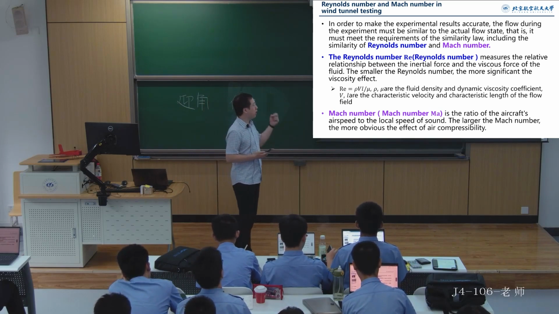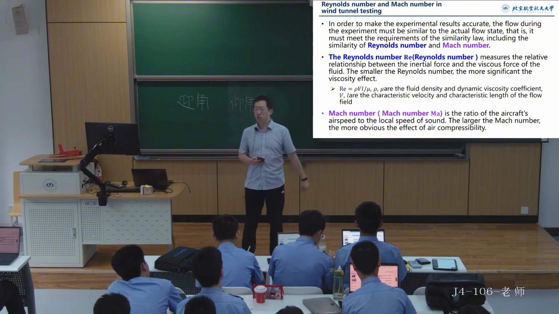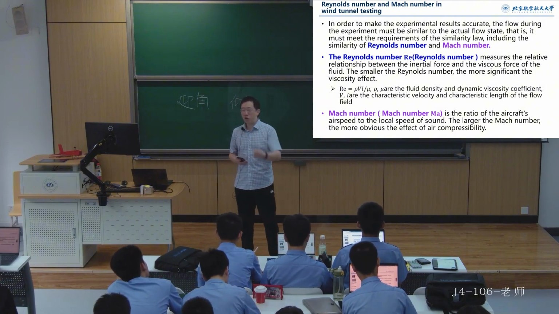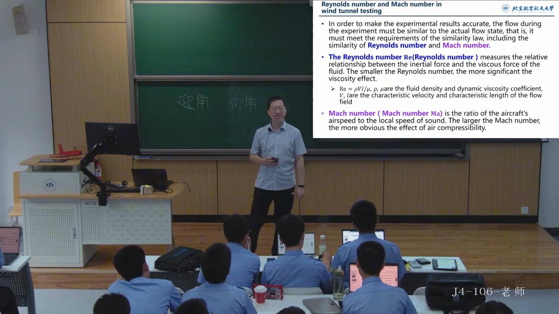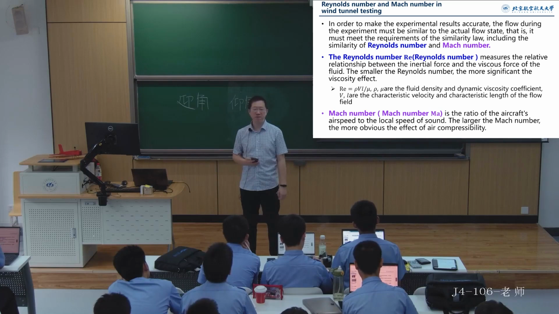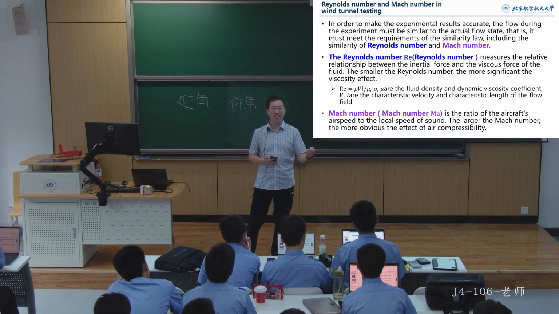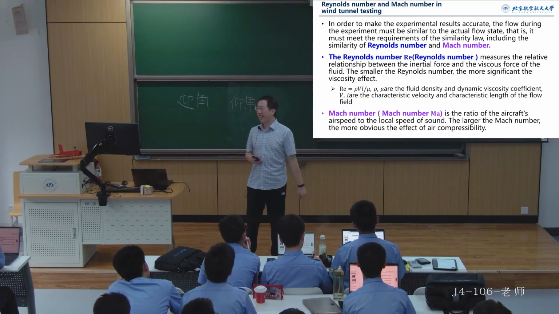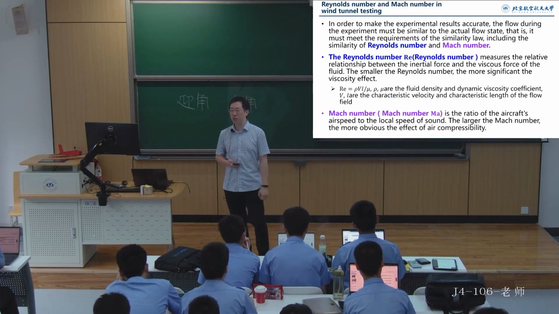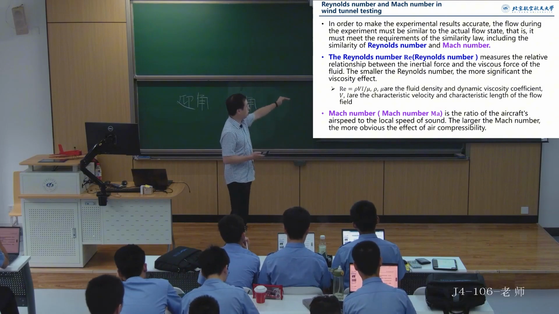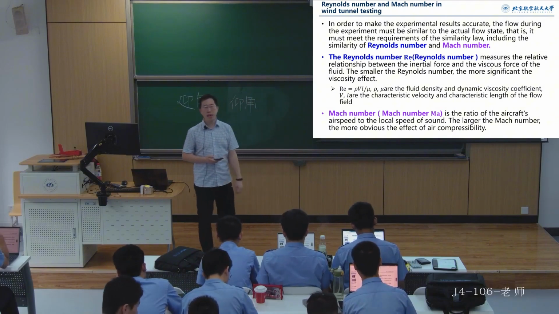The ratio of airspeed to local speed, right? If I ask one more question, which airspeed should this be? It should be the ratio of the flight speed to the local speed of sound, right? So, this is the significance of the Mach number.